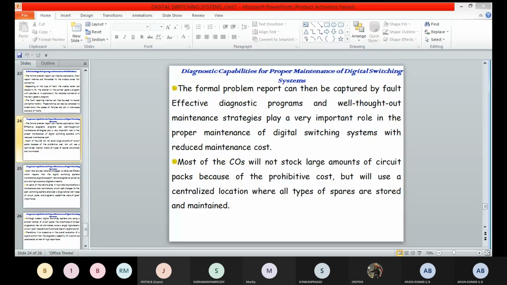In the first switching systems, a large number of types of circuit packs and diagnostic capabilities were used. Nowadays, all modern DSS use a smaller number of circuit packs, combined into single high-density circuit packs, implementing many functionalities of digital switching systems. How do we do the diagnostics for proper maintenance of a digital switching system?